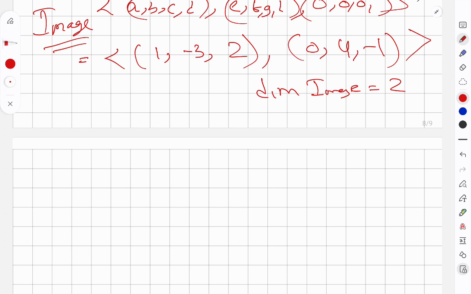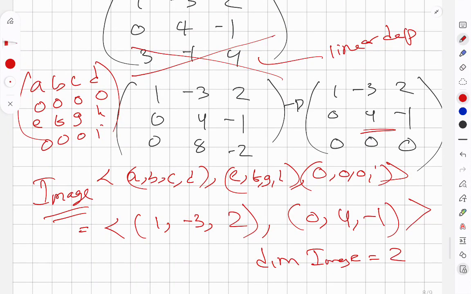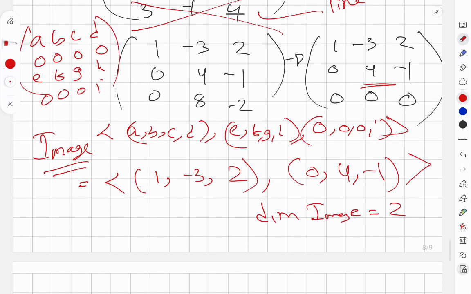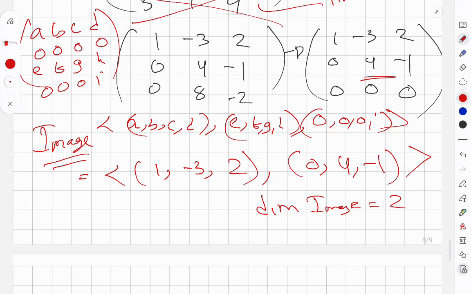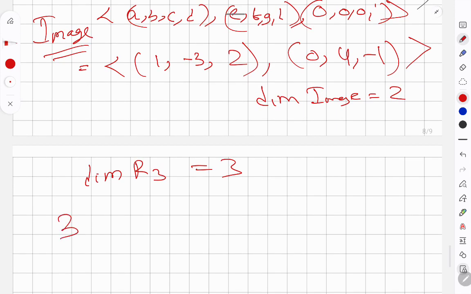I don't know why 2. I just know because I remember that I solved a question. I counted. Yeah, whenever you remove the linearly dependent ones, the final thing which is in the basis is the dimension. We got one thing, we are dealing with R3, right? So the dimension of R3 is 3.